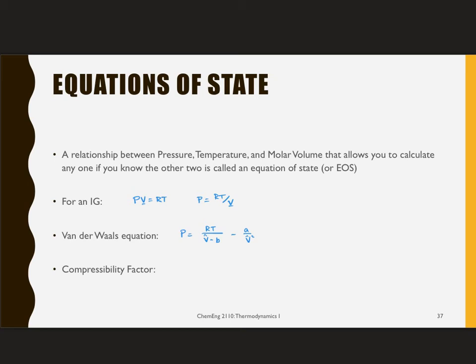And then A over V squared accounts for the fact that they are going to have some attraction to each other in some way, okay? So that attraction repulsion thing is going to figure into this A over V squared. And the A and the B are going to be dependent on what type of compound you're looking at, right? They are things that you can look up.